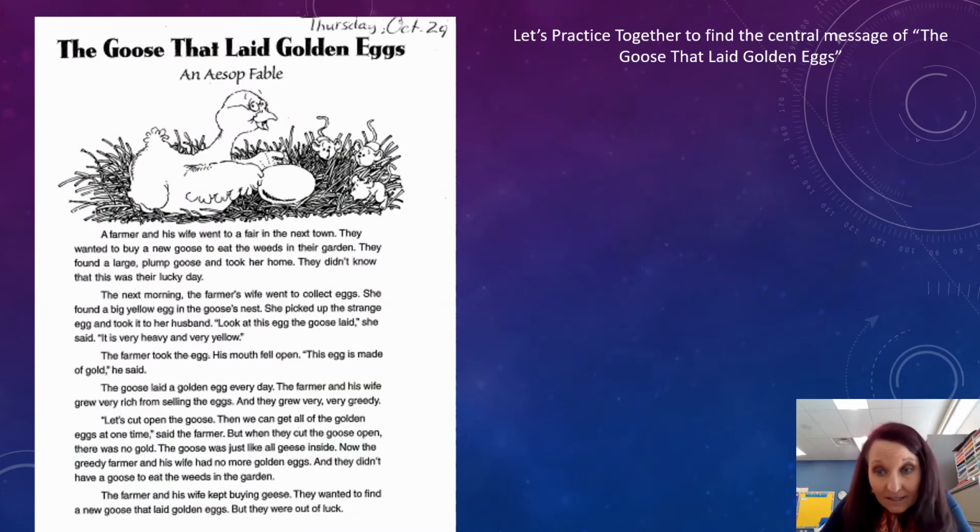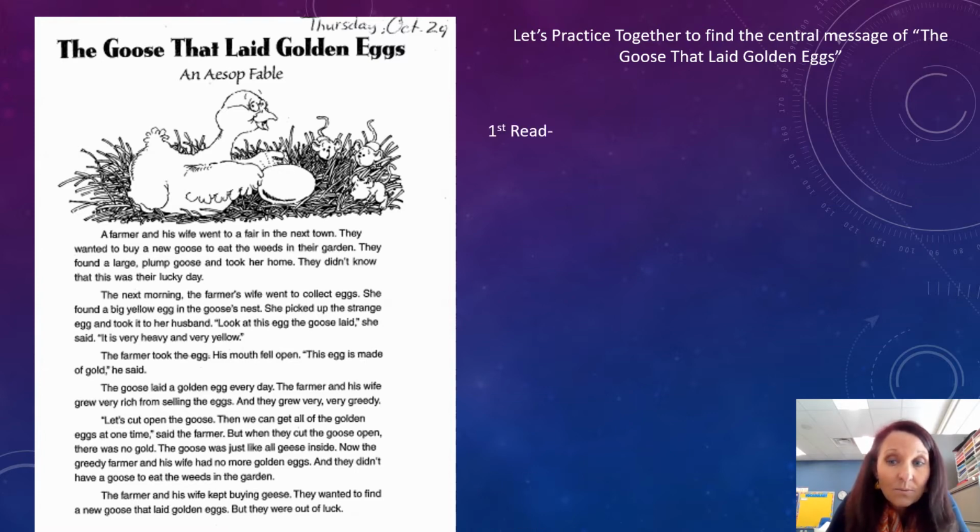So we're going to practice together with this story, The Goose That Laid the Golden Eggs. If you have your story handy, also grab a pen or a pencil so that you can underline the key details in the story as we go through it. So let's practice together by doing a close read.